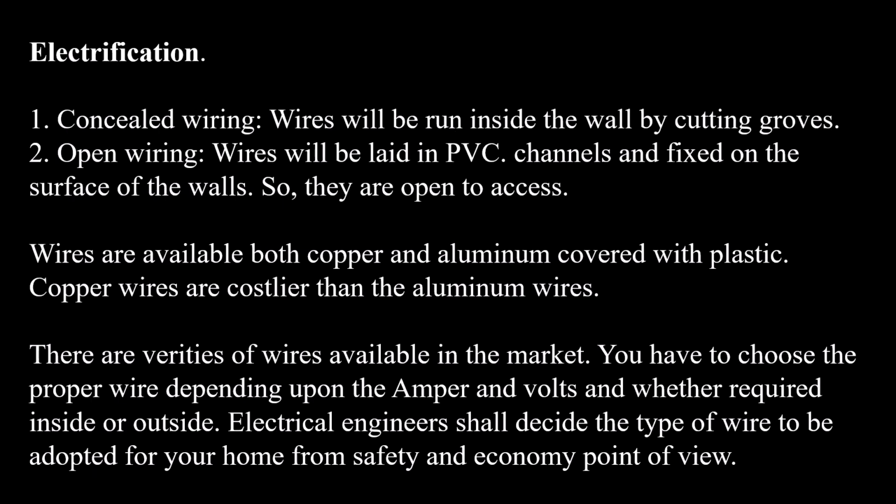Electrification. Concealed wiring. Wires will be run inside the wall by cutting grooves. Open wiring. Wires will be laid in PVC channels and fixed on the surface of the walls so they are open to access. Wires are available both copper and aluminum covered with plastic. Copper wires are costlier than aluminum wires. There are varieties of wires available in the market. You have to choose the proper wire depending upon the ampere and volts and whether required inside or outside. Electrical engineers decide the type of wire to be adopted for your home from safety and economy point of view.